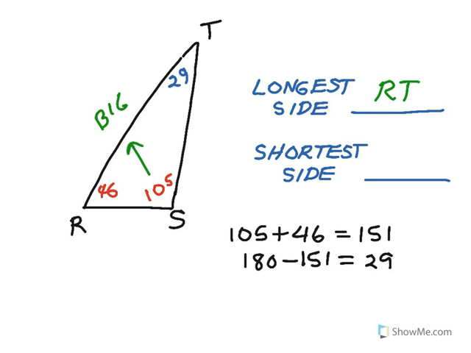And then the smallest angle is the 29-degree angle. So opposite the smallest angle will be the smallest side, which is side RS. So that just shows how to apply that theorem to any triangle.